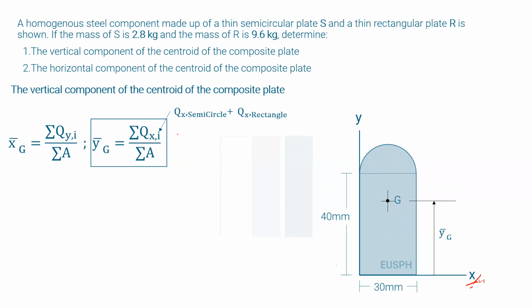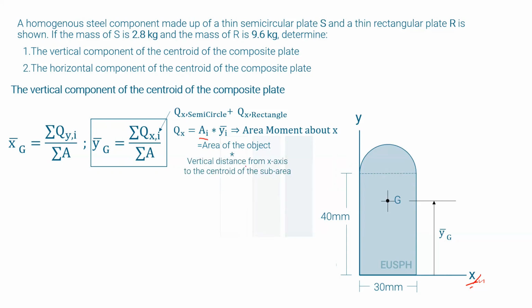Right? So ano naman yung Q? Yung Q po, particularly yung Q about X is just a product of the area of the sub-element tapos yung distance ng centroid ng sub-element galing sa X. Okay? Centroid ng sub-element galing sa X. And we call that Q, the area moments about X. So ulitin po natin. Yung A sub I na yan is yung area ng sub-element natin or ng object. Tapos yung Y, that's the vertical distance from the X-axis to the centroid of the sub-area or the sub-element. Okay. Sige, isa-isahin po natin yan, no?